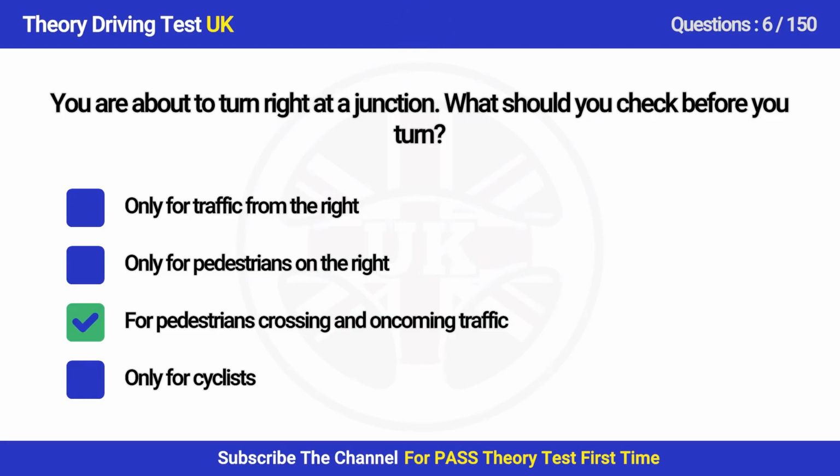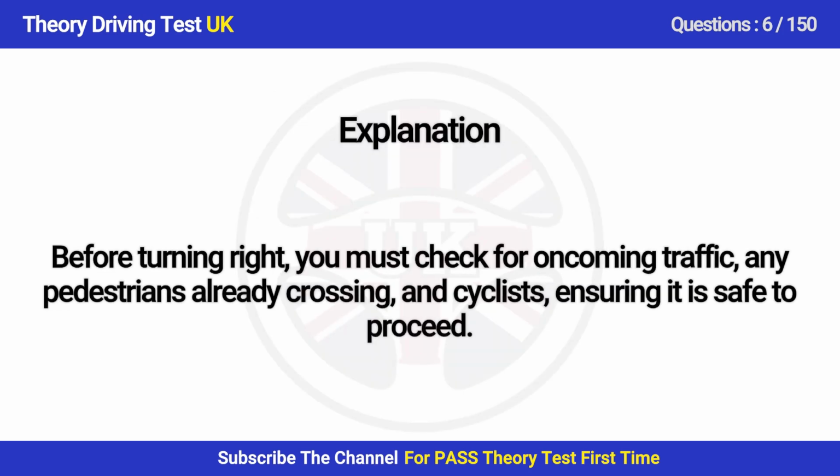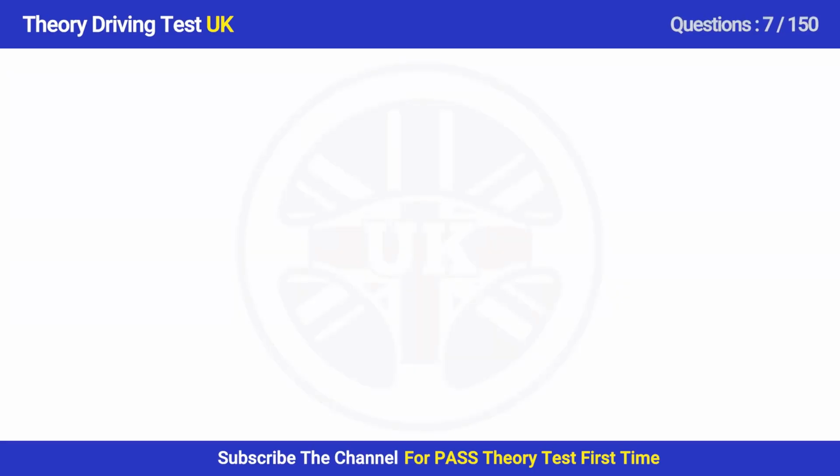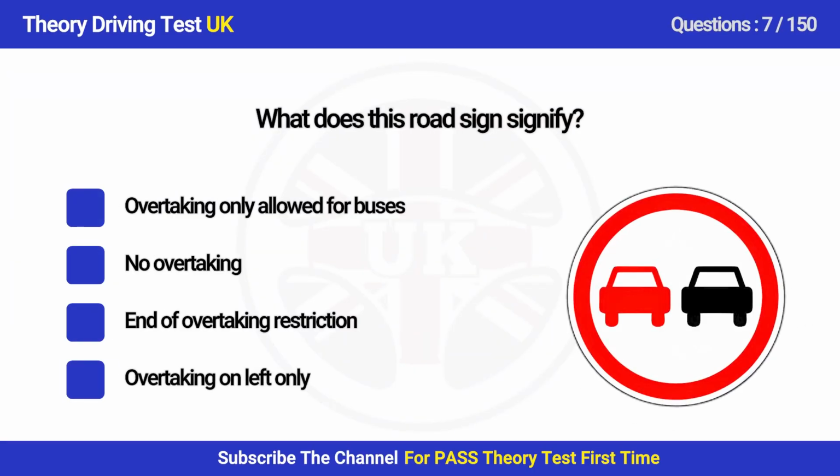Answer is C. For pedestrians crossing and oncoming traffic. Before turning right, you must check for oncoming traffic, any pedestrians already crossing, and cyclists, ensuring it is safe to proceed.